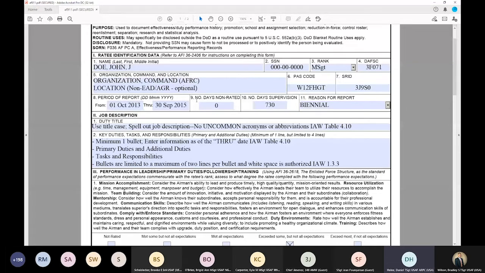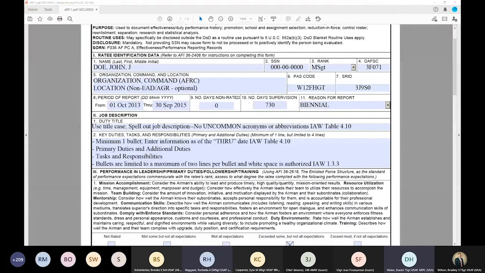In Block 9, the number of days non-rated, this should be the amount of days that were approved non-rated days during the reporting period. The number of days supervision should be the number of days that the rater who is writing the report supervised the member. So if the member's supervisor started supervising them 120 days before the closeout date, it should say 120 days in the number of days supervision. It does not have to be the full reporting period. The number of days non-rated and the number of days supervision do not have to equal the full reporting period. This amount just can't be longer than the reporting period.